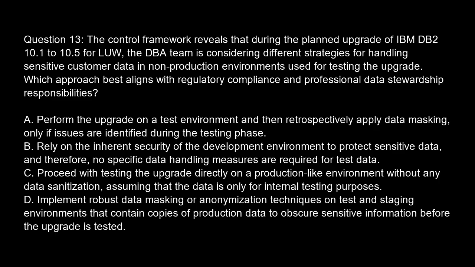Option C. Proceed with testing the upgrade directly on a production-like environment without any data sanitization, assuming that the data is only for internal testing purposes. Option D. Implement robust data masking or anonymization techniques on test and staging environments that contain copies of production data to obscure sensitive information before the upgrade is tested.